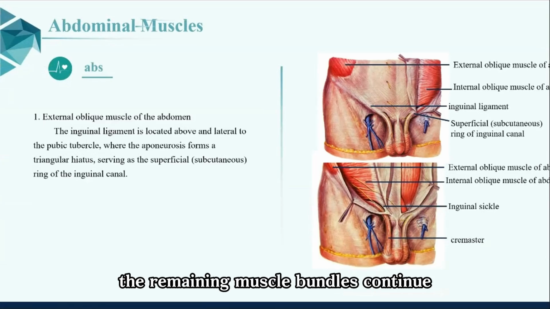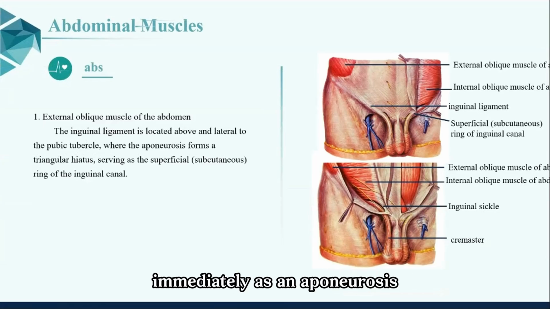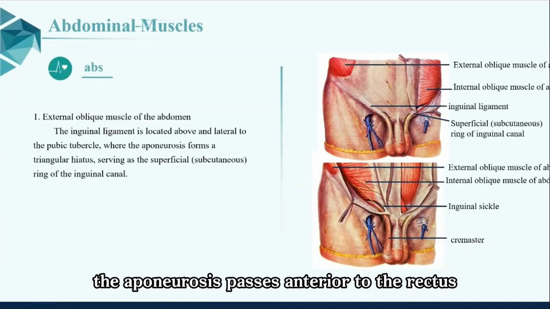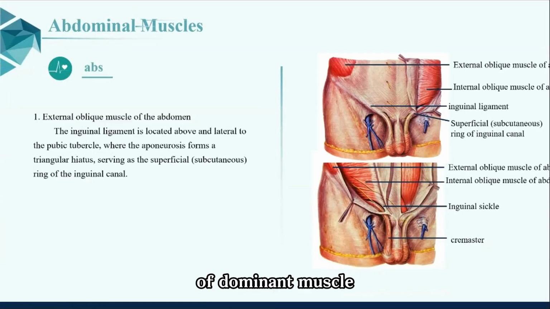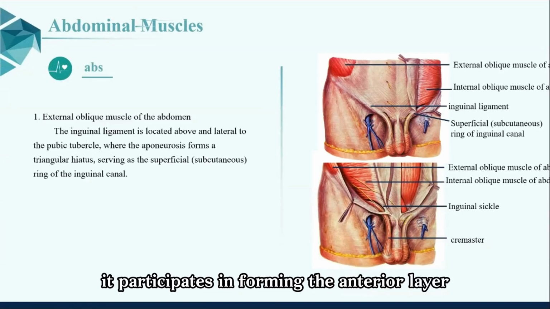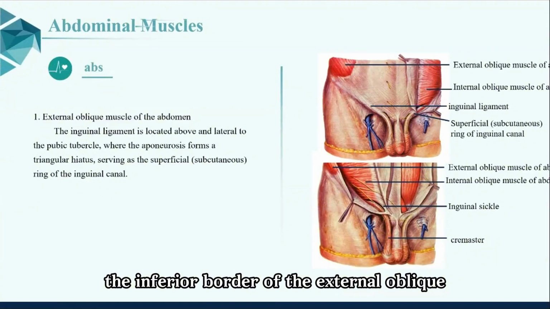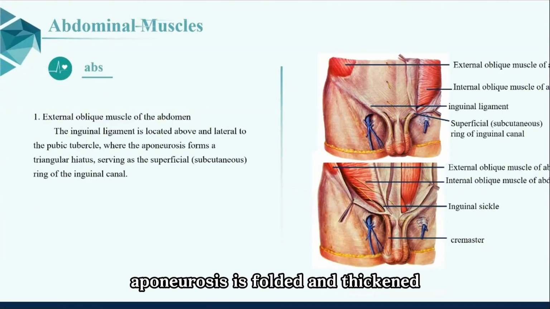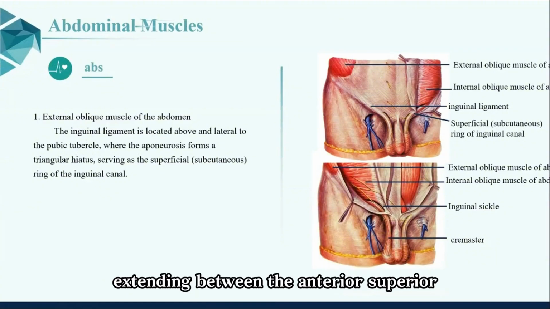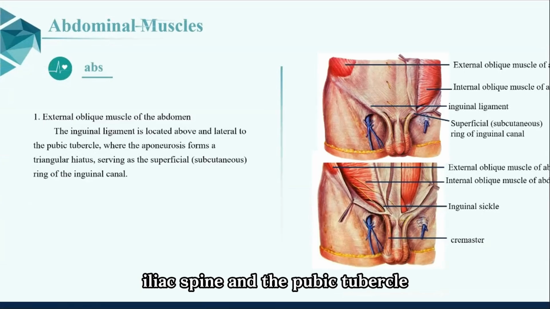The remaining muscle bundles continue medially as an aponeurosis. The aponeurosis passes anterior to the rectus abdominis muscle. It participates in forming the anterior layer of the rectus sheath. At the midline of the abdomen, it ends in the linea alba. The inferior border of the external oblique aponeurosis is folded and thickened, extending between the anterior superior iliac spine and the pubic tubercle. This is called the inguinal ligament.